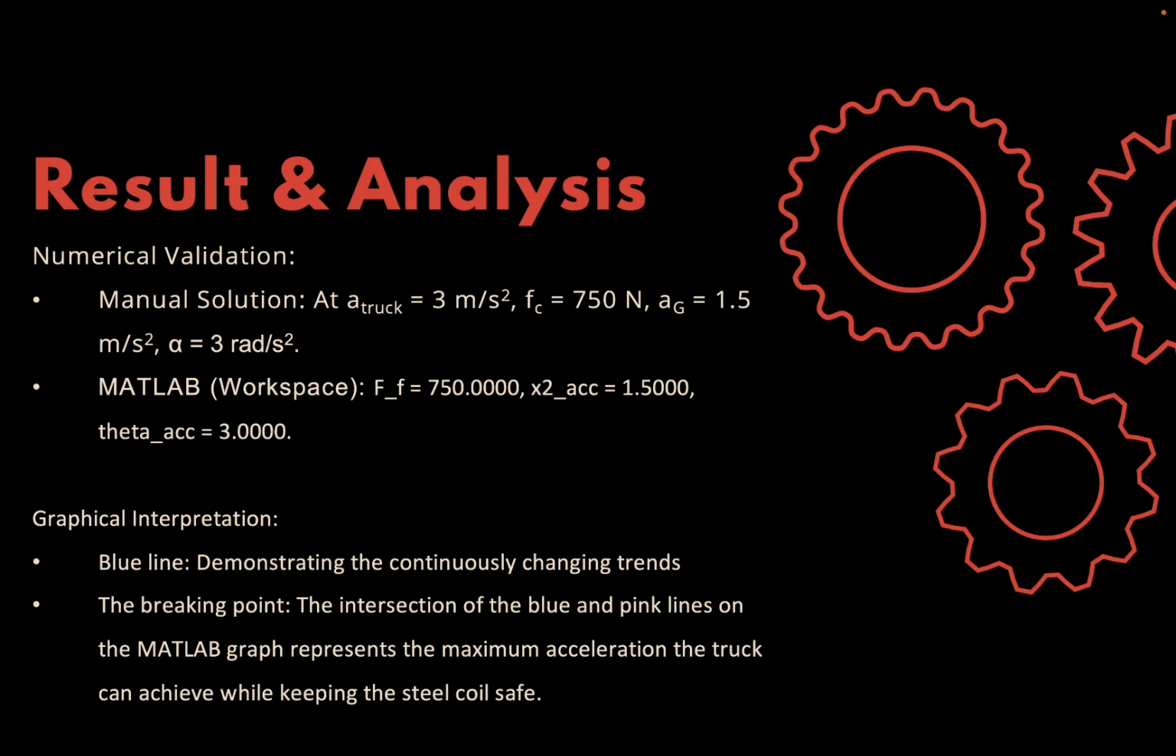For the case where the truck acceleration is 3, the analytical solution is: friction force is 750, center acceleration is 1.5, and angular acceleration is 3. The MATLAB results match these values closely, confirming the correctness of the equations. The graph also shows the maximum acceleration beyond which slipping occurs.